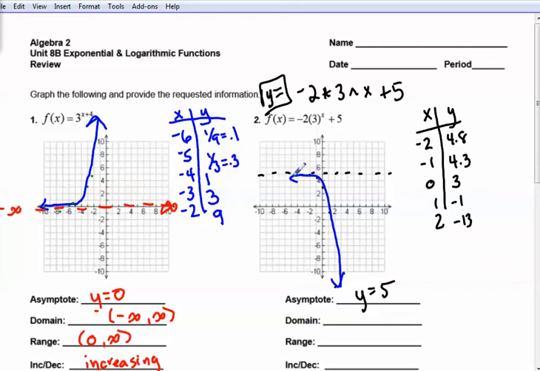All right, so my domain, just like every exponential equation, is -infinity to +infinity. And my range is -infinity up until just before the asymptote. So -infinity up until 5, but not including 5 because there's an asymptote there. And as you read this graph from left to right, it's decreasing.